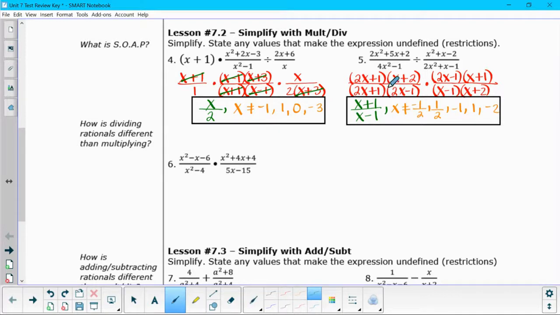I will pull undefined values from my first denominator, my second denominator, and my second numerator prior to any cancellations that I am doing. And I'm just canceling everything out that has the same factor in the numerator and the denominator, leaving me with just x plus 1 over x minus 1.